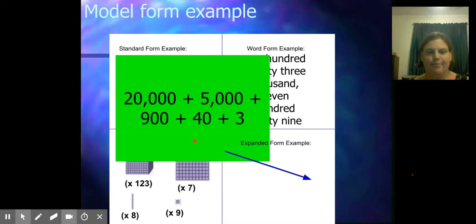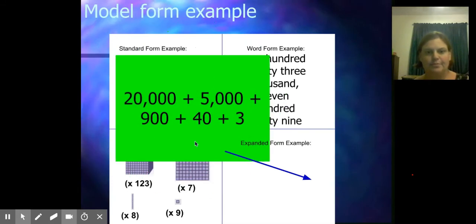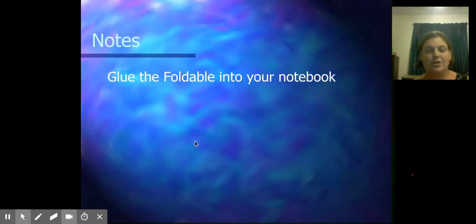Make sure you glue this into your notebook and then continue on. There are some more notes, but you will do them directly in your notebook. So press pause, go get the glue stick and get it glued in.